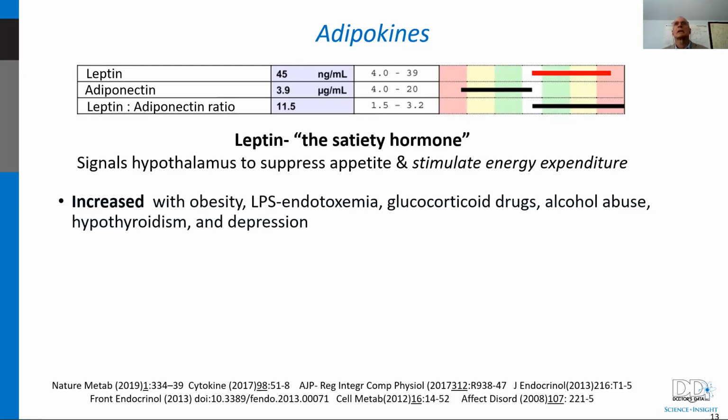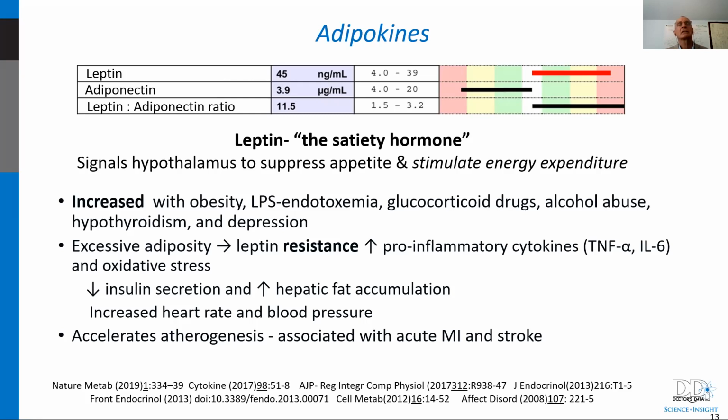So let's look at specific risk factors right now. The adipokines: look at leptin, adiponectin. Leptin, of course, has always been recognized as the satiety hormone because it signals the hypothalamus to suppress appetite and stimulate energy expenditure, which is a good thing, right? But we see increased leptin with obesity, endotoxemia, glucocorticoid drugs, alcohol abuse, hypothyroidism, and depression. And that's because what we have is leptin resistance. That excessive visceral adiposity leads to leptin resistance and, of course, an increase in the pro-inflammatory cytokines and oxidative stress. This is associated with decreased insulin secretion and increased hepatic fat accumulation, increased heart rate, and blood pressure. So it accelerates atherogenesis and is associated even with acute myocardial infarction and stroke.